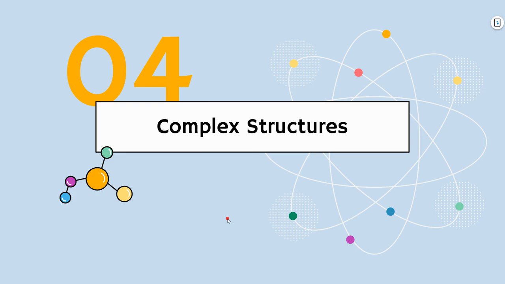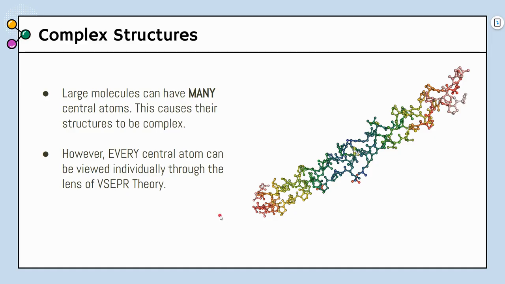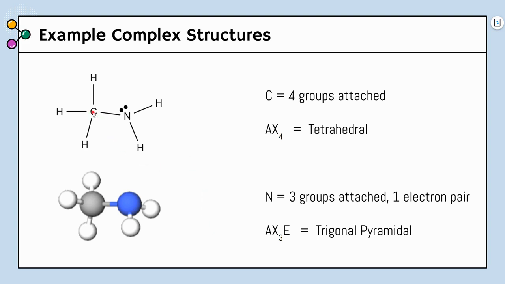Very quickly, let's talk about complex structures. In chemistry, many large molecules can have a ton of central atoms. And so we get these huge structures that look very difficult at a glance. However, if we focus at any central atom, we can look at it through VSEPR theory and say what kind of shape it has. For example, if I look at this relatively simple molecule, C with 3 H's attached and an N attached, and N with 2 H's, 1 C, and a lone electron pair, I can look at each of these central atoms and say what the shape around that atom is.